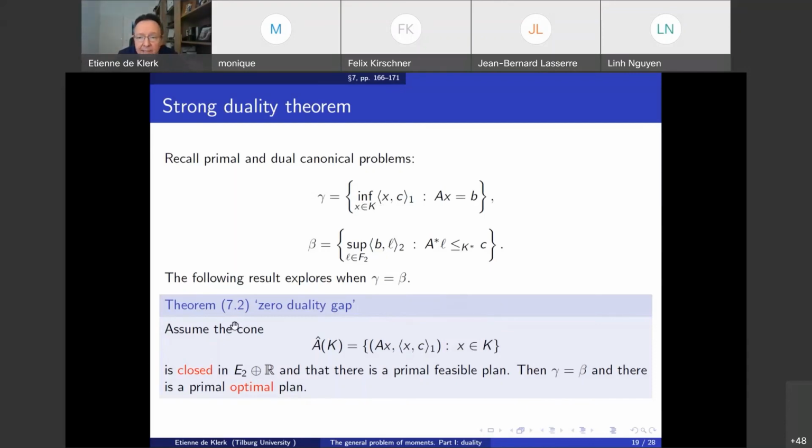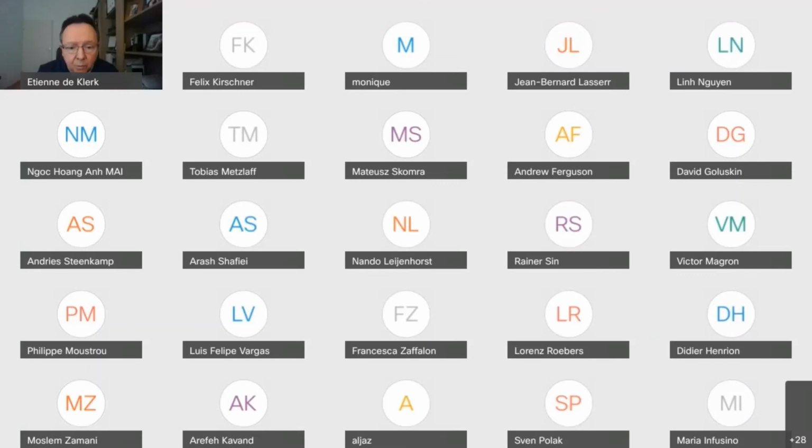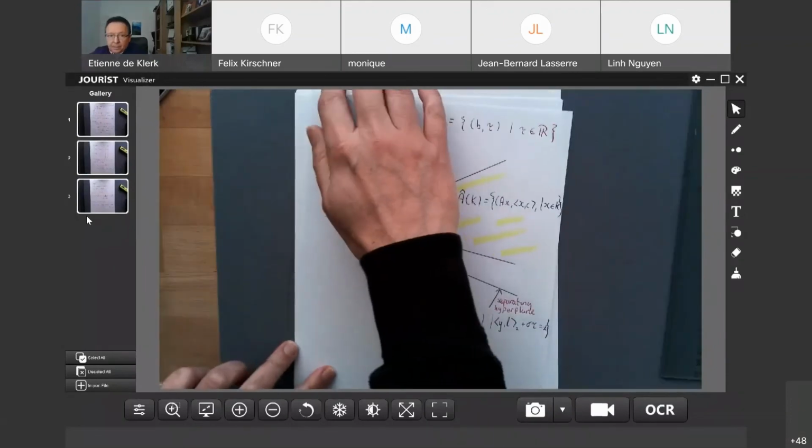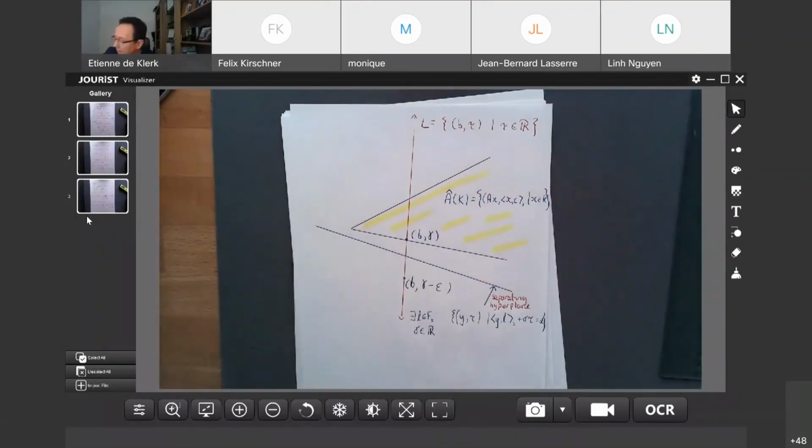So I just want to show you one picture to explain the very high level idea about how this proof works with the separating hyperplane argument. So I just switch once more to the writing. I have a picture here for us to look at, and basically this A hat K is some cone in a suitable space.